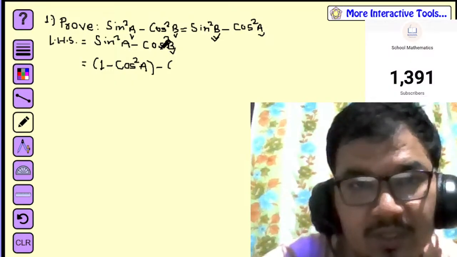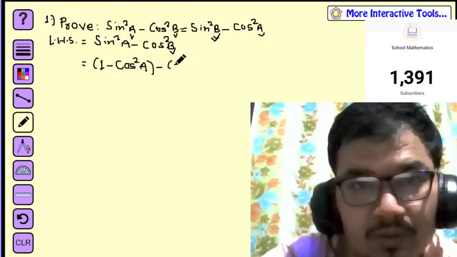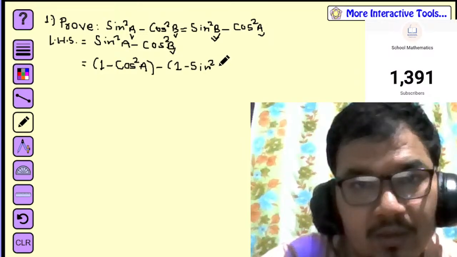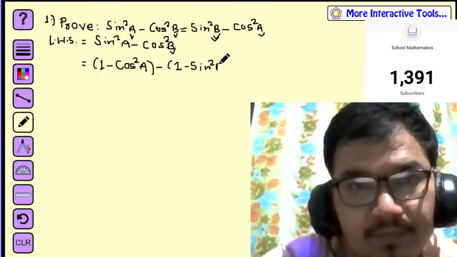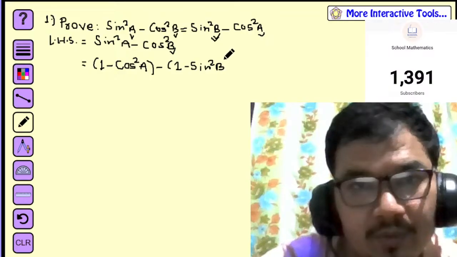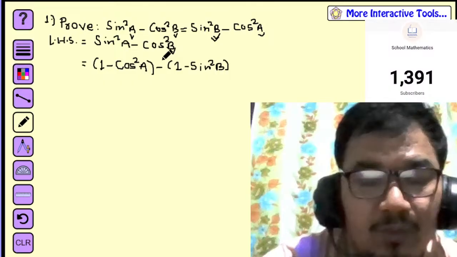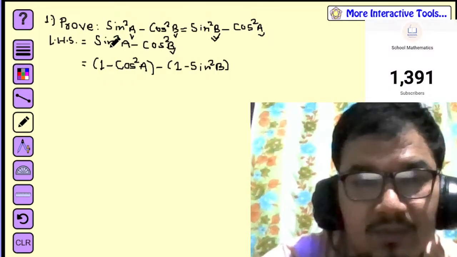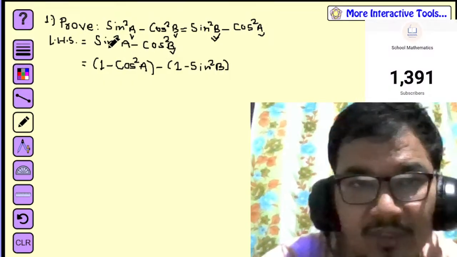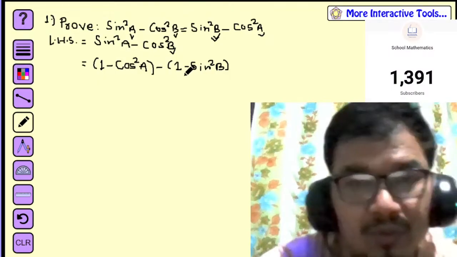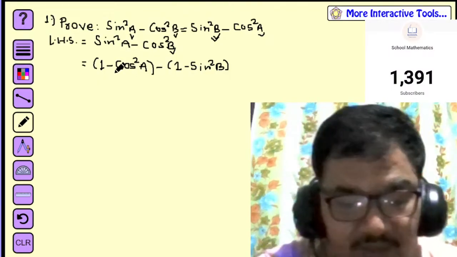of this trigonometric function. That's cos square B means we know 1 minus sine square B, okay, like this. According to our need, we are opening the formula of this trigonometric function. These are opened according to the Pythagorean relation, right?